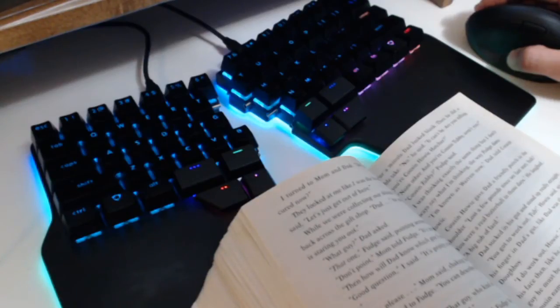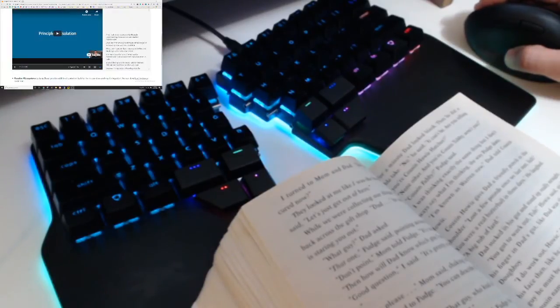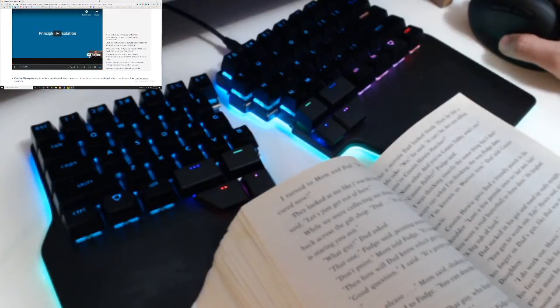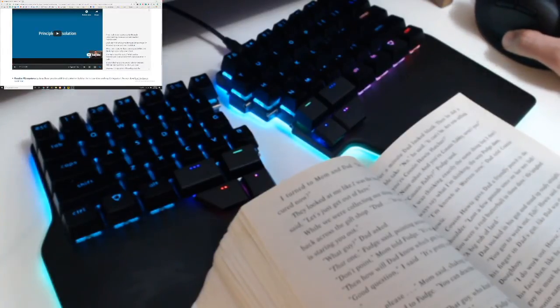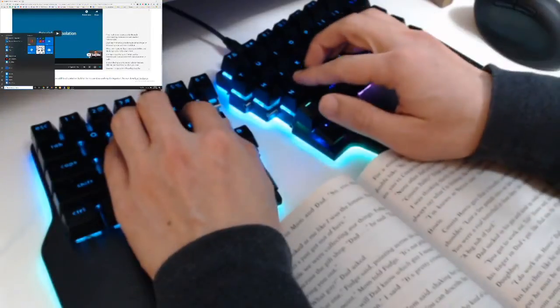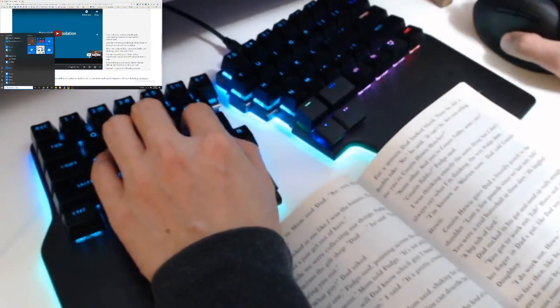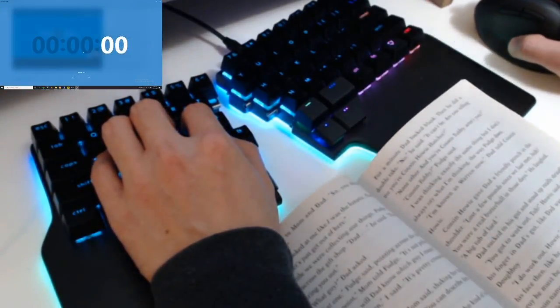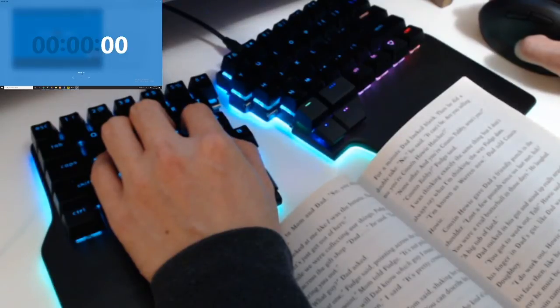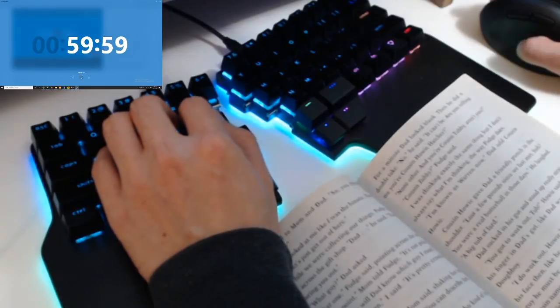So Windows full screen turns on and Windows display capture, Windows capture shows up here, and here. Turn the timer on and 1 hour start.